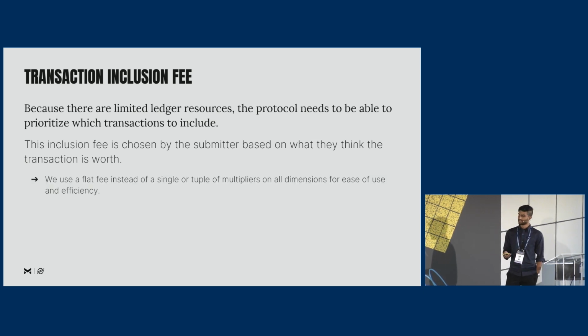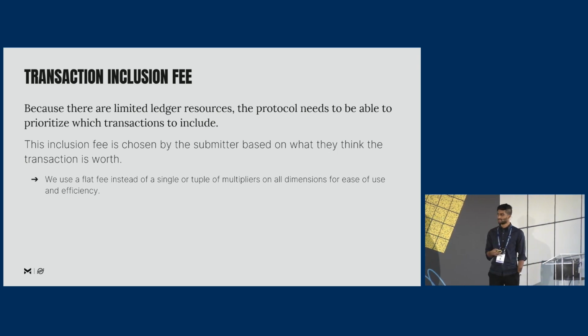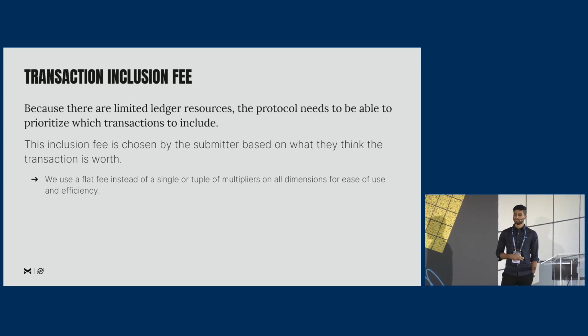And we use a flat fee here, and a couple alternatives that we considered were using a single multiplier on the non-refundable resource fee. So you just say, I want to bid 2x of my non-refundable resource fee, but the issue here is that imagine that there's a lot of contention on CPU, but not I/O. If you use a single multiplier, the network would end up overcharging for every component in that fee.